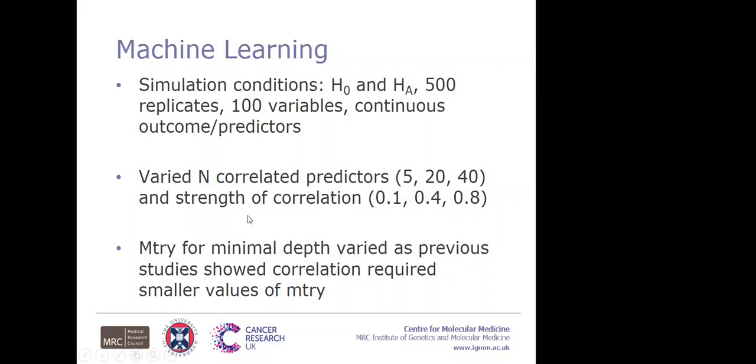So we varied the number of correlated predictors. In one set it was 5, in one set it was 20, in one set it was 40 out of 100 variables. And then also the strength of correlation between the predictors, so some with correlation of 0.1, 0.4, and 0.8. So in total, 9 different conditions. And we allowed the number of variables that we selected at each split to vary for the minimal depth, because previous studies had shown when there's correlation, you should use a smaller value.